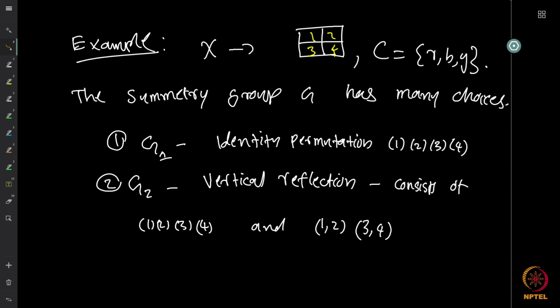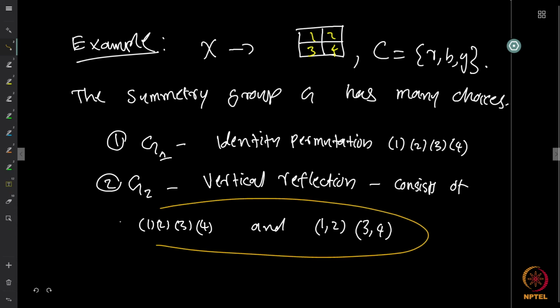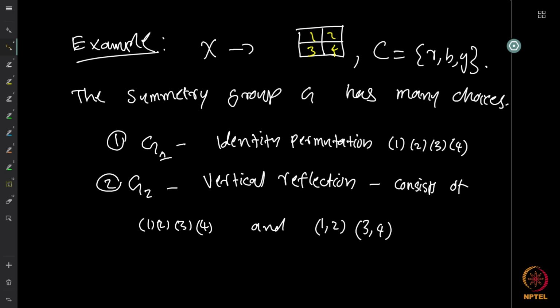Of course, the identity is always there, right? The coloring is equivalent to itself. So therefore, identity is always there. So we have G2 consisting of these two permutations, the identity and the vertical reflection, right? So these two permutations form another subgroup with just two elements.